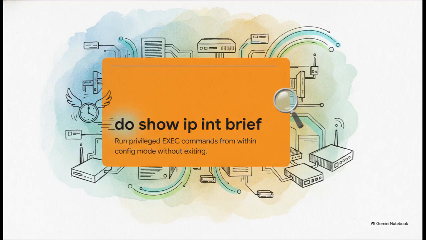There is just massive power in a tiny 2-letter word. By slapping a do in front of your verification commands, like do show ip int brief, you can execute privileged exec commands right from within global configuration mode. This means you can check if your interface came up without ever having to back all the way out of configuration mode. It saves you serious time.